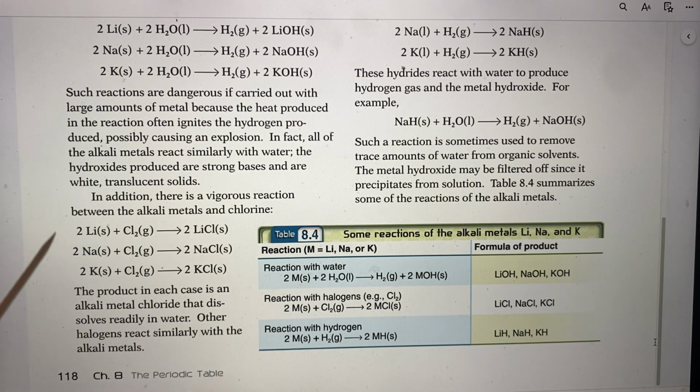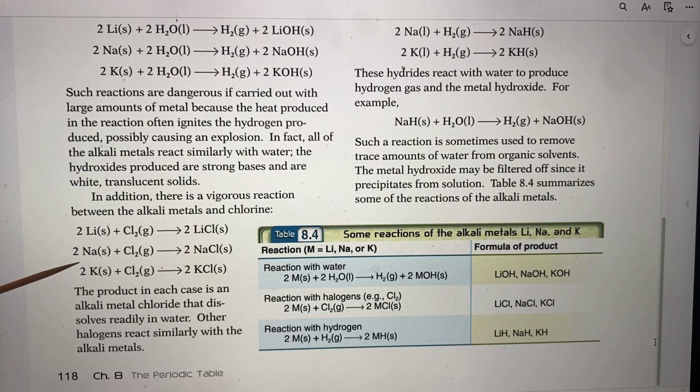In addition to this, there is a vigorous reaction between alkali metals and chlorine. So now you have these alkali metals here: lithium, sodium, and potassium. Na is sodium and K is potassium. And they're reacting with chlorine. So as you have chlorine there, what happens? Say two lithiums, and remember, chlorine, most of these types of atoms always have to come in twos. They don't stand on their own. So it'd be Cl2, so you have to add a two here. So two lithiums and Cl2 equal two lithium chloride solids.